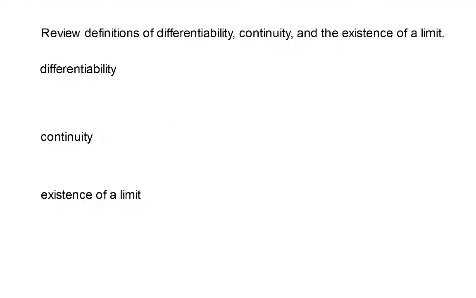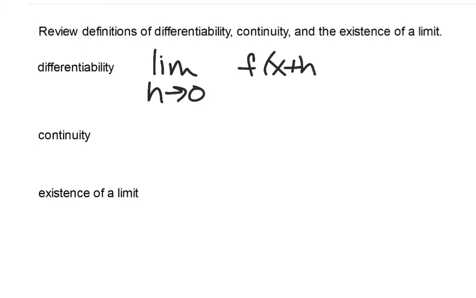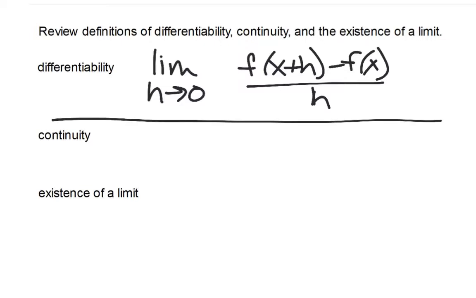So let's look at three terms real quickly because we're going to use all three of these and they mean slightly different things. Differentiability means that the limit as h approaches 0 of f of x plus h minus f of x over h exists. As long as that limit exists, then we can find the derivative of the function.